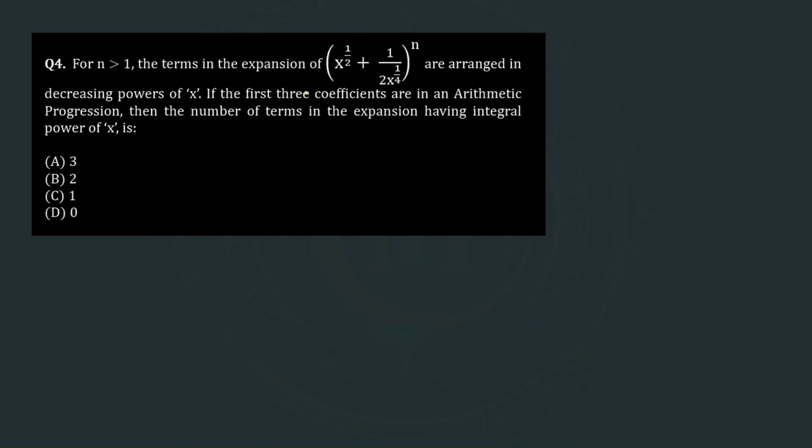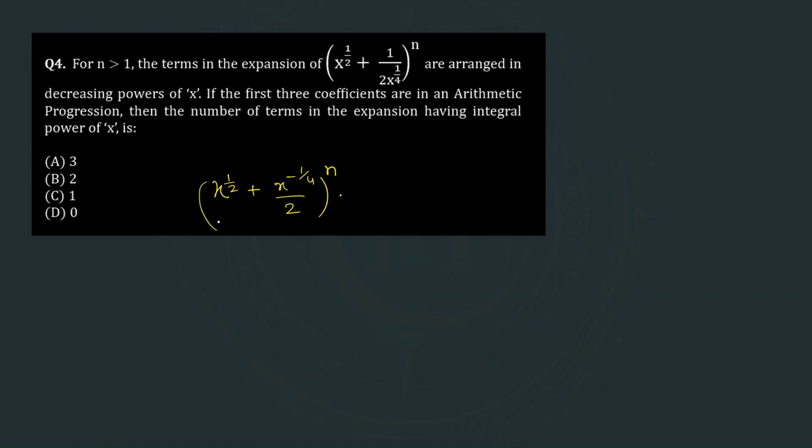Okay. So let us look at this expression first. It will be (x to the power half plus x to the power minus 1 by 4 divided by 2) whole to the power n. Now here it is given that the first three coefficients are in an AP. Note, this is about the coefficients of the terms. It is not saying about the binomial coefficients. And this expression is arranged in decreasing powers of x. That means the power of this term must increase.